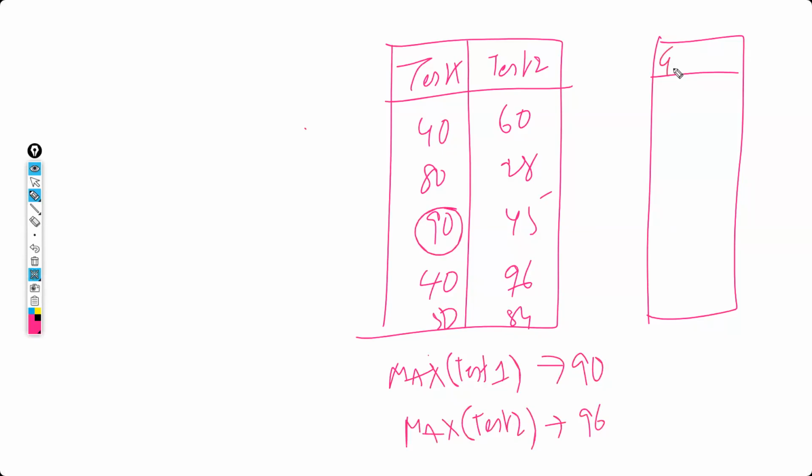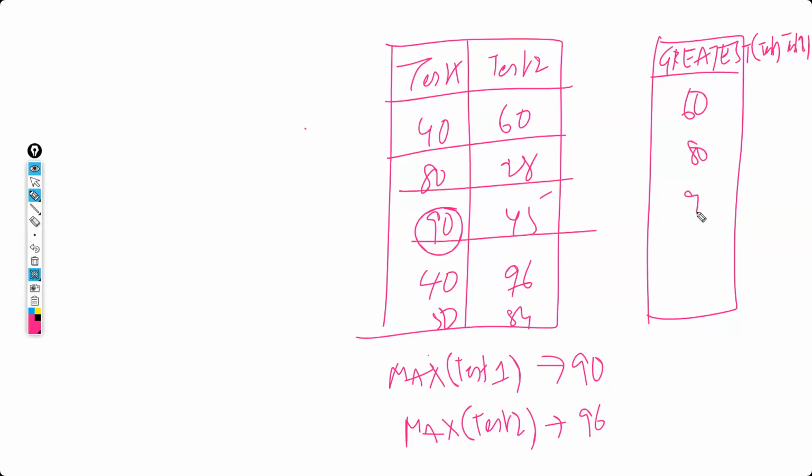Here I'm going to use greatest of test 1 comma test 2, and select out of these two any one, whichever is the highest. Out of these two, 60. Out of these two, 80. Out of these two, 90. Out of these two, 96. Out of these two, 84. I'm going to get it like this. Sometimes test 1 might be greater, sometimes test 2. So this is greatest of test 1 comma test 2. Is the point clear? In that case, we have to use greatest.